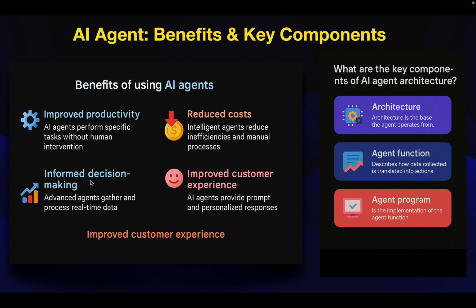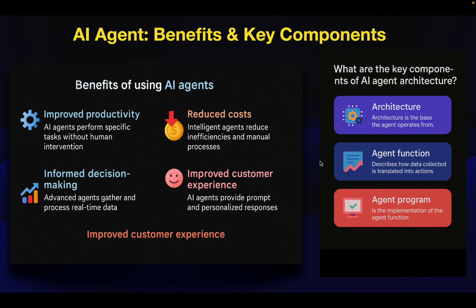The third one is informed decision making: smart agents process real time data, helping businesses make smarter and faster decisions. The fourth one is improved customer experience: agents can deliver fast, personalized responses, which makes users feel heard and supported. When you combine all of this, you get a clear and important outcome, which is an overall better customer experience. This was all about the benefits of using an AI agent.